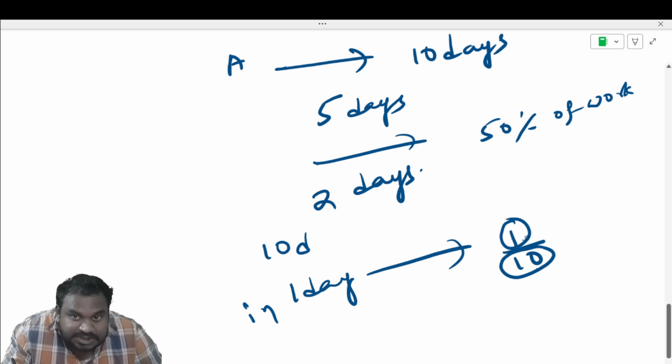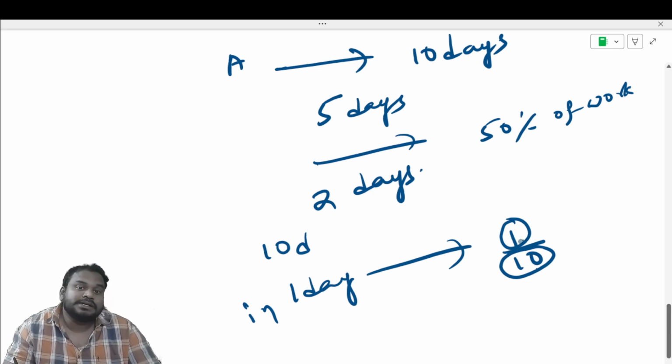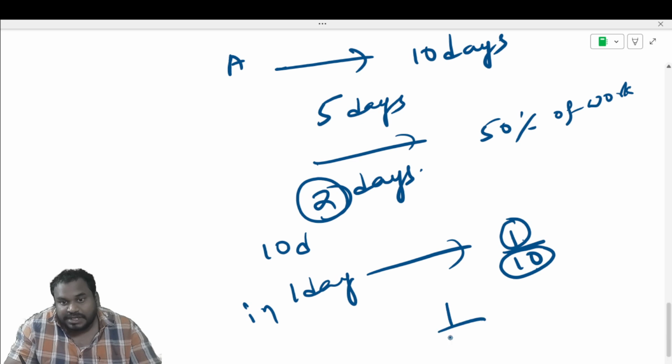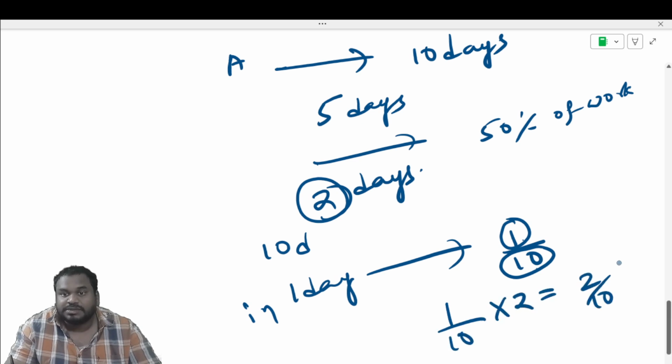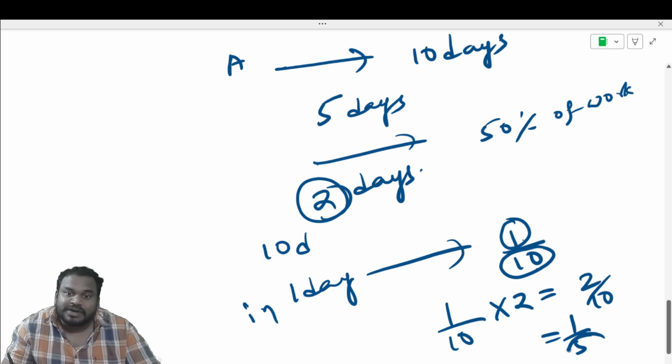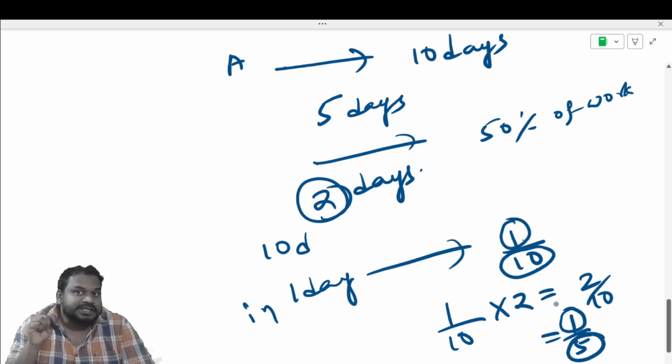So out of 10 parts he finishes 1 part. So in 2 days how much does he finish? 1 by 10 into 2. 1 by 10 into 2 is nothing but 2 by 10, which is nothing but 1 by 5. 1 by 5 means out of 5 parts he will finish only 1 part. In 2 days he finishes only 1 part out of 5 parts.